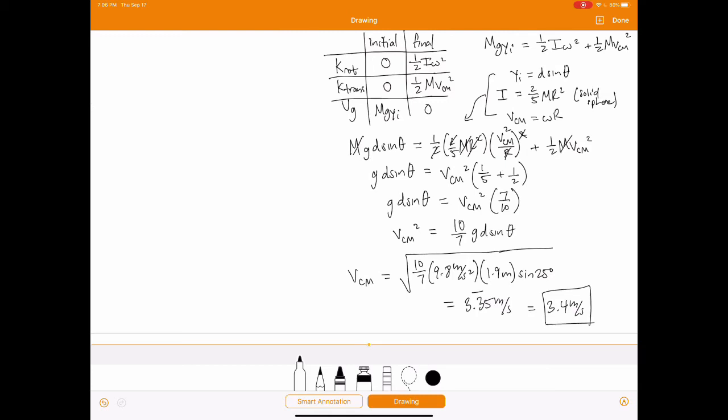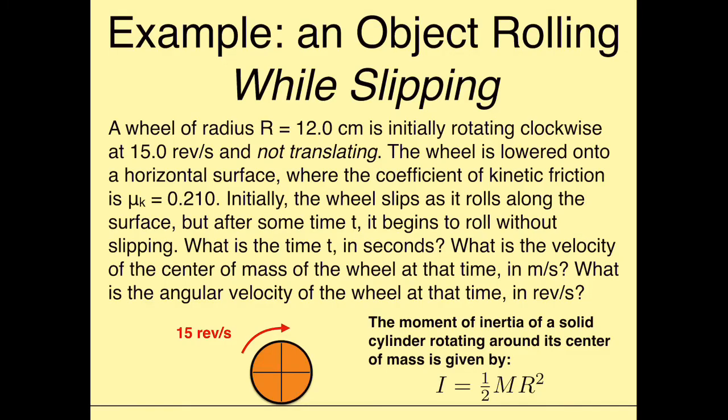So that's what the answer would be for a sphere. If you had a different shape, the answer would come out differently. So keep that in mind. You have to actually follow all these steps to see how it works out. We've seen a whole bunch of examples of an object that is rolling without slipping. So now let's take a look at an object that is rolling while slipping.